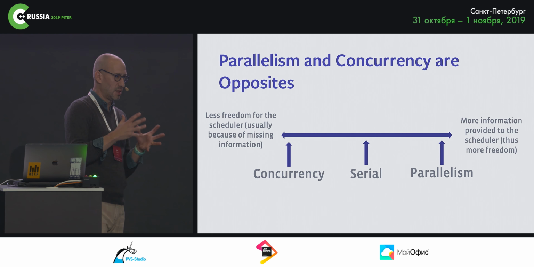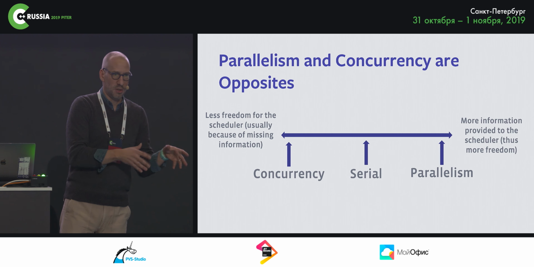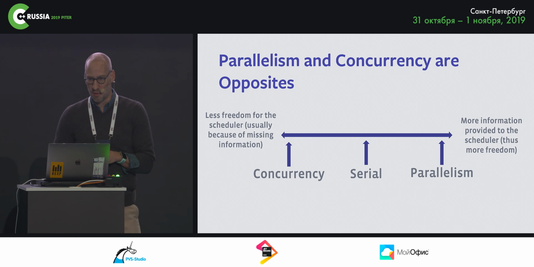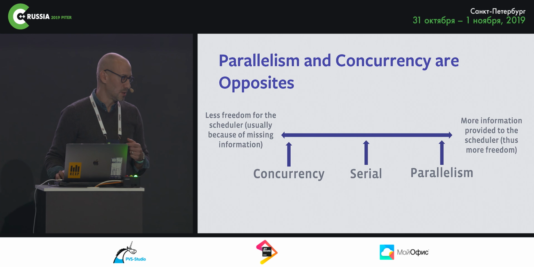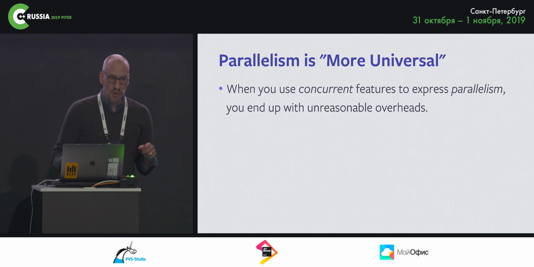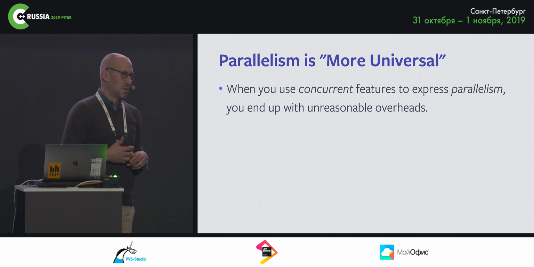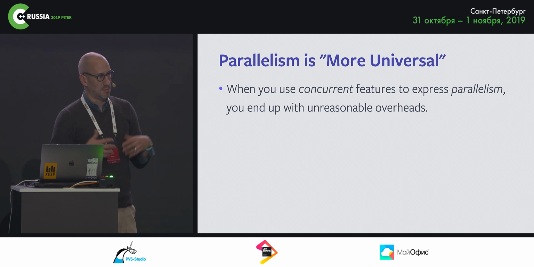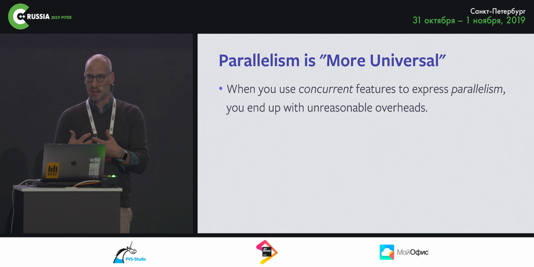Serial is right in the middle of that, right? So there is a certain amount of freedom and a certain amount of power that's allotted to serial execution. So parallelism is more universal, you could say. If you use concurrent features to express parallelism, you're imposing overhead because you're taking freedom away from the scheduler.